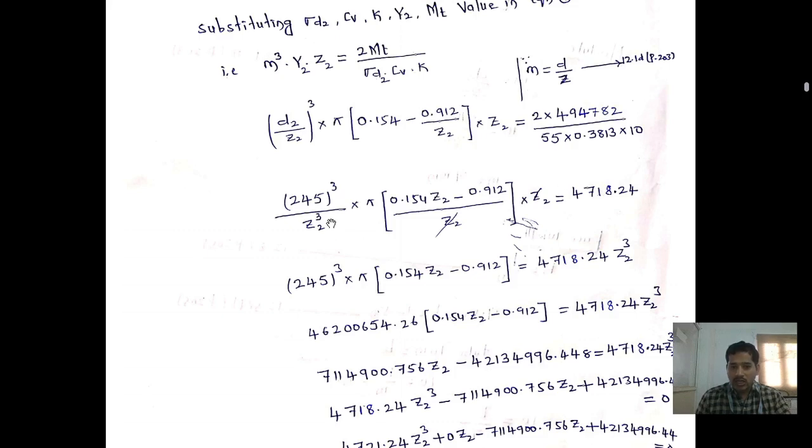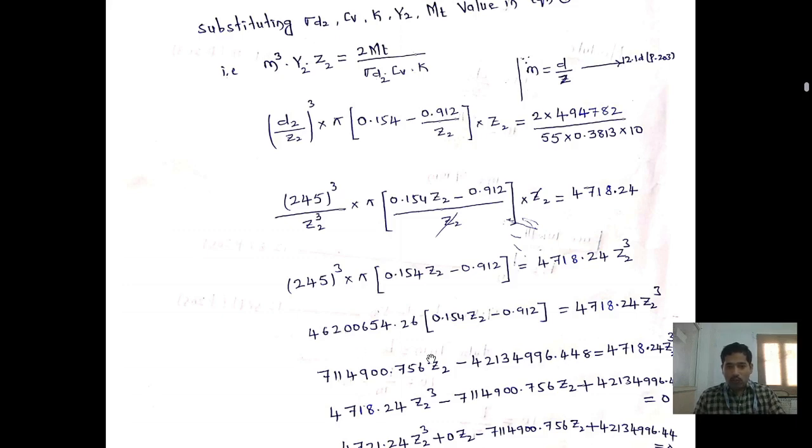Is it right? This z2 whole cube, you have to multiply from this side: 245 cube into pi, 0.154 z2 minus 0.912 equal to 4718.24 z2 cube. After that you just need to take this value, 245 cube, then you will get the answer 462,000,654.26, into multiply 3.142, then you will get this value. After that, 0.154 z2 minus 0.912 equal to 4718.24 z2 whole cube. Clear here?